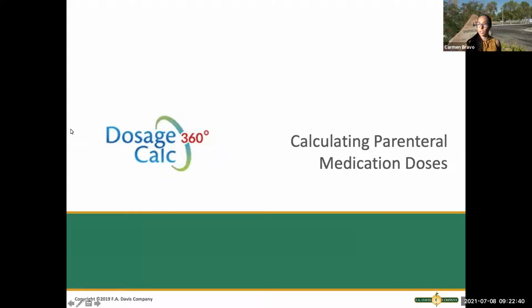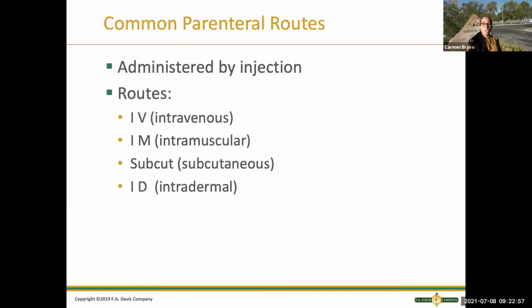Okay, so this is chapter 10, and the chapter is going to talk about calculating parenteral medication dosages. I don't know if you remember, but parenteral medications are medications that are administered by injection. The injection is going to be given either intravenously, in an IV, in a shot right in the muscle, intramuscular, subcutaneous, or intradermal. So any of those are considered to be the routes for parenteral medications.